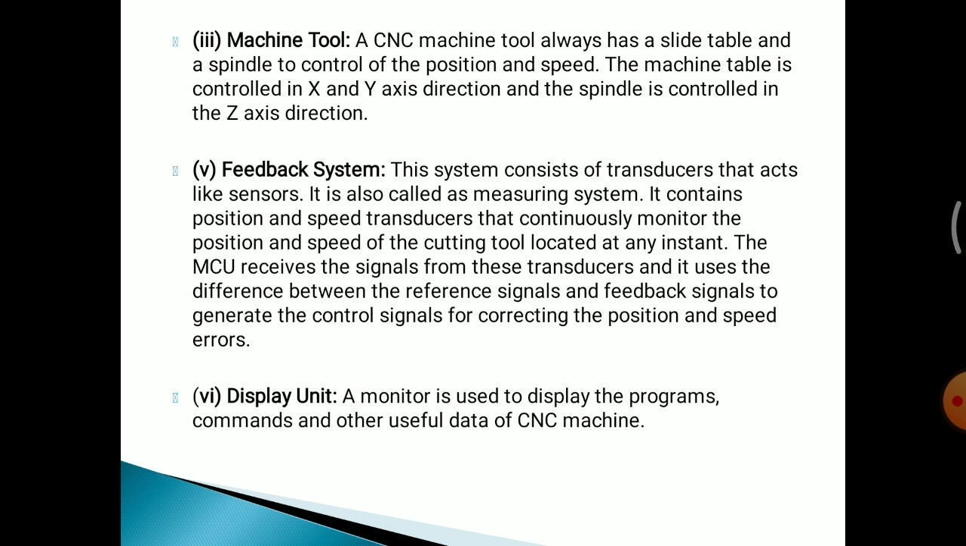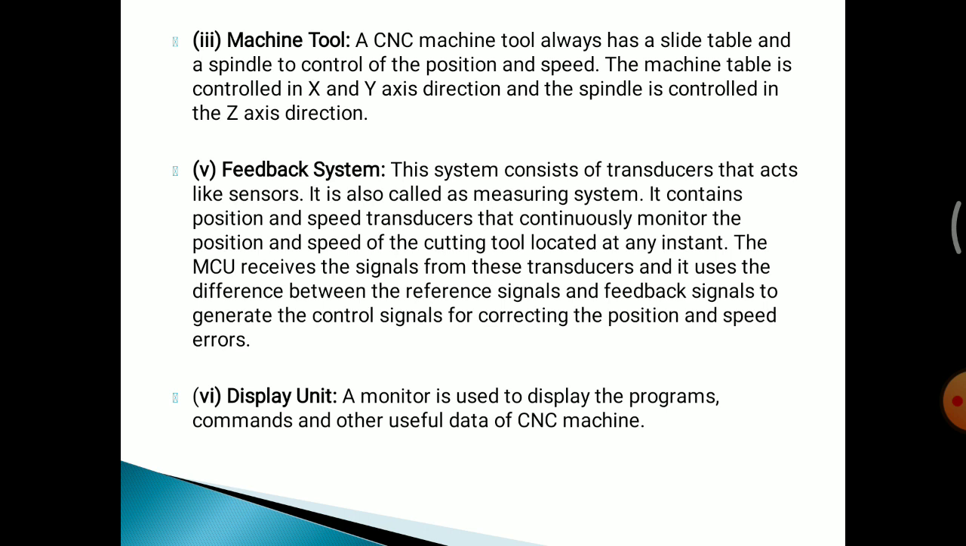Next is the feedback system. This system makes use of transducers which act as sensors. The feedback system makes use of a position transducer and a speed transducer, which are continuously monitoring the position and the speed of the cutting tool located at any instant. The machine control unit receives the signal from this transducer, and it uses the difference between the reference signal and feedback signal to generate a control signal for correcting the position and speed errors. That is the work of the feedback system.